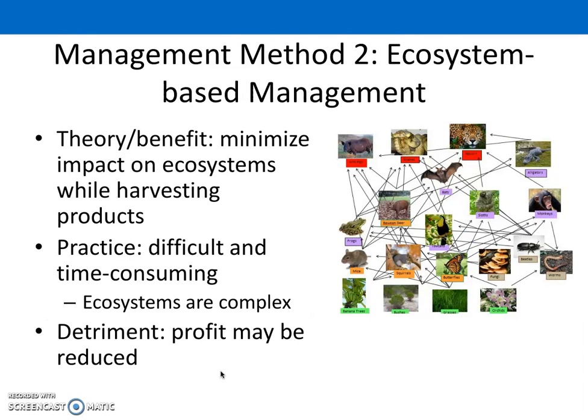So management method 2 is kind of at the opposite end of the spectrum with ecosystem-based management. The theory here, which is also basically the same as the benefit, is that your goal is to minimize the impacts on ecosystems so that the ecosystem remains intact and functioning at its highest level while still harvesting the products. So especially, I'm a biologist, I would absolutely want this to be the case in all forest management. However, we need to recognize that the practice of this ecosystem-based management is really difficult to do.